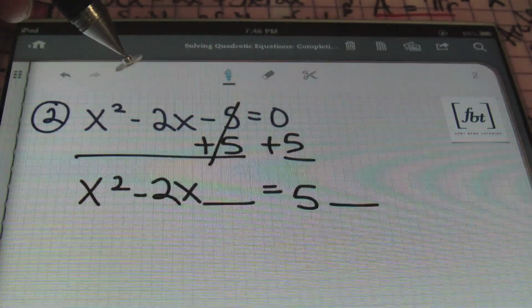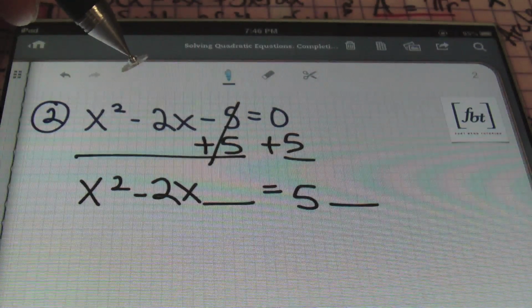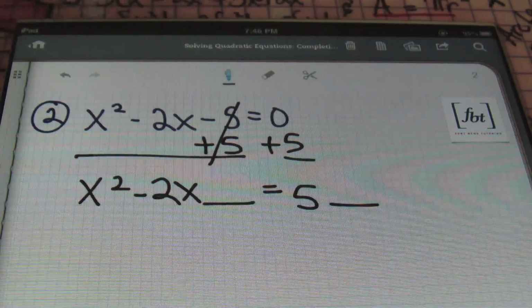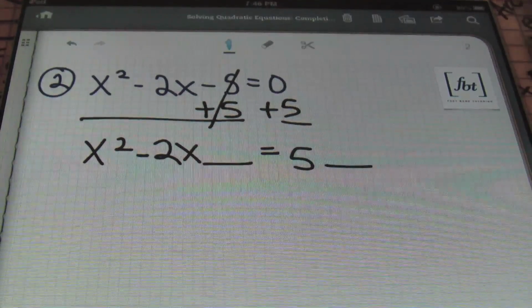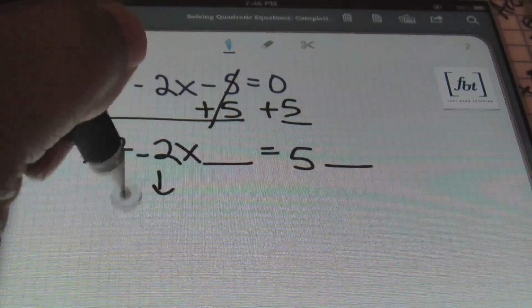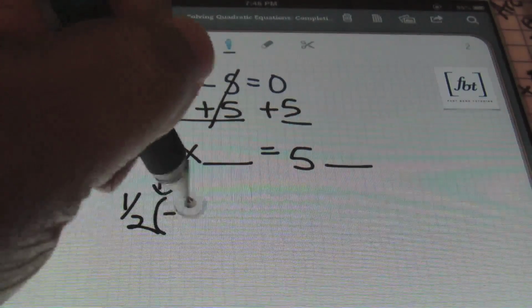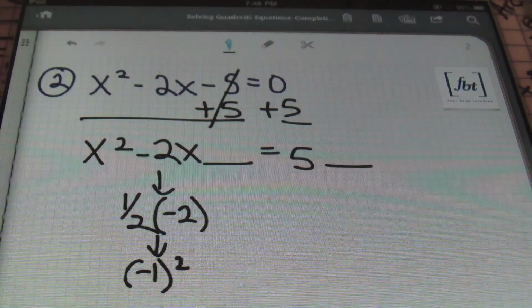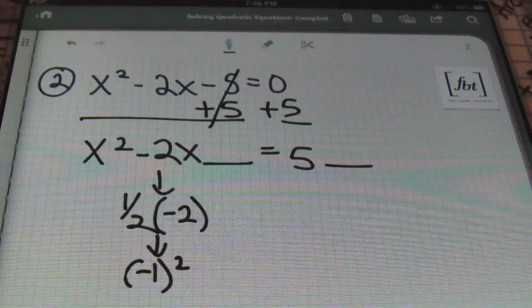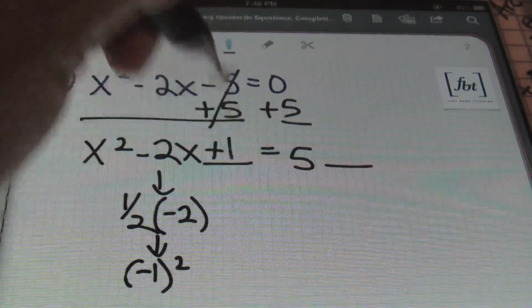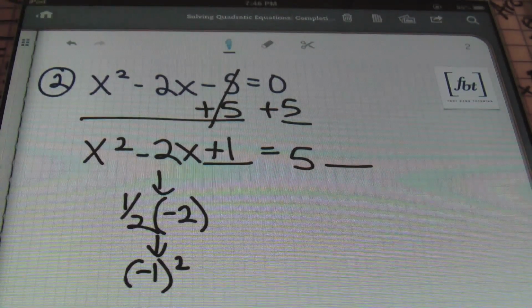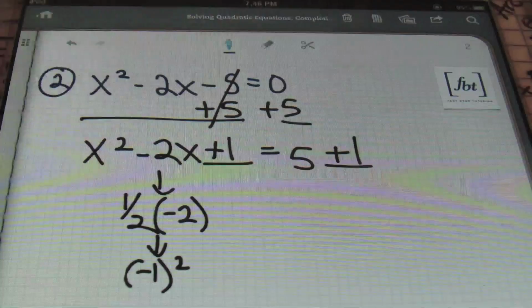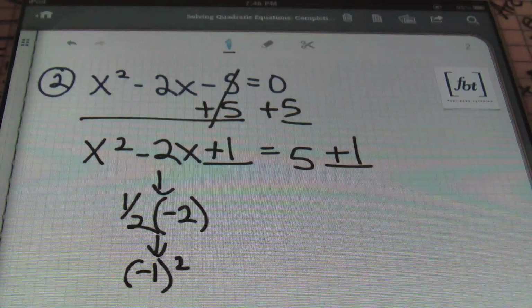And in its current state, this is not a perfect square trinomial. We're about to make it into a perfect square trinomial by doing the following. We'll be taking half of this middle term's coefficient. So I'll be taking half of negative 2. That value is negative 1, and then I'll square that value. So negative 1 times negative 1 is positive 1. And whatever I add to the left side of the equal sign, I have to add to the right side of the equal sign to keep my equation balanced.